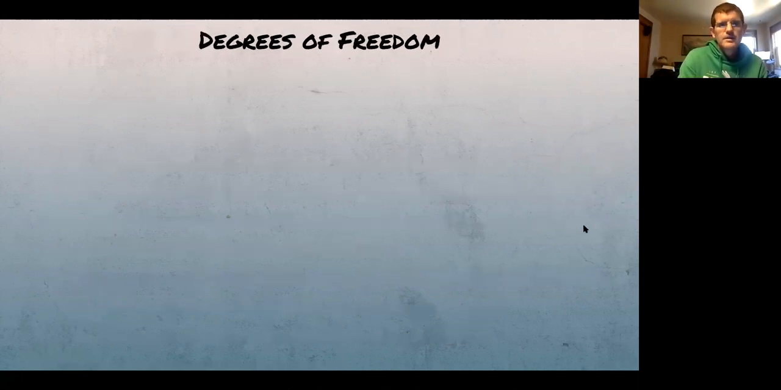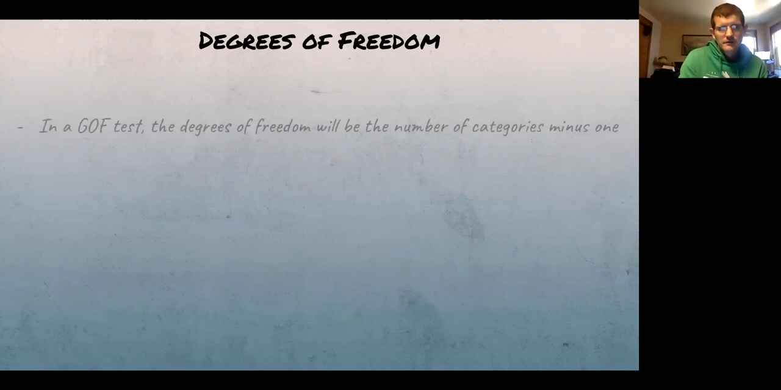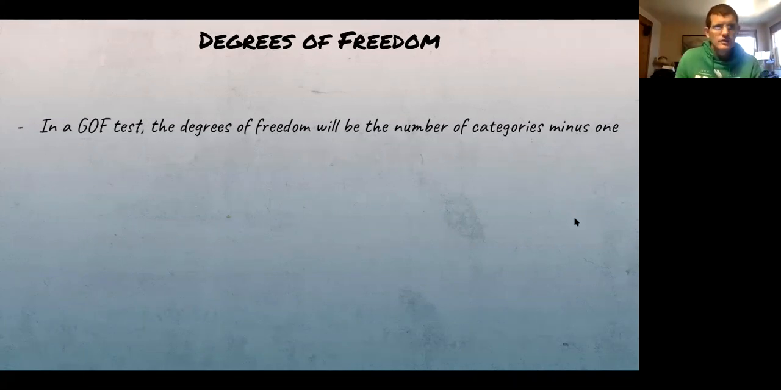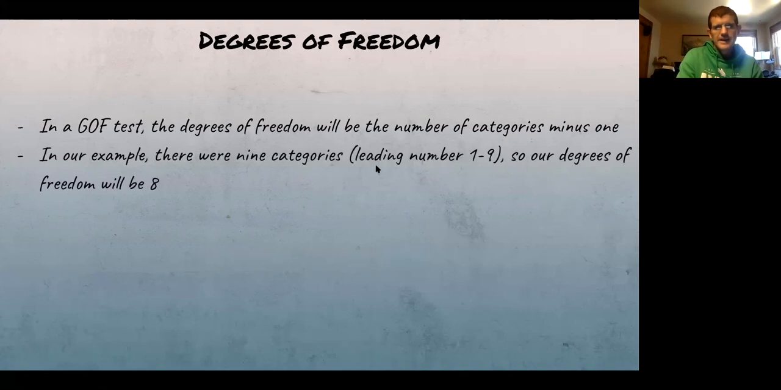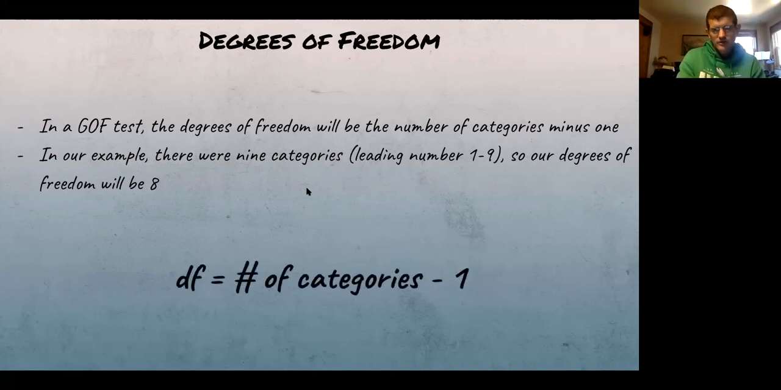Okay. So we need to know degrees of freedom before we can finally jump into the final bit of this. In a goodness of fit test, the degrees of freedom will be the number of categories minus 1. So in our example, there were 9 categories. We had 9 leading numbers, so our degrees of freedom is just going to be 8. It's very important to emphasize this right now, that you figure out how many categories are in your data set and then do minus 1 from there. And there it is, just big and bold.